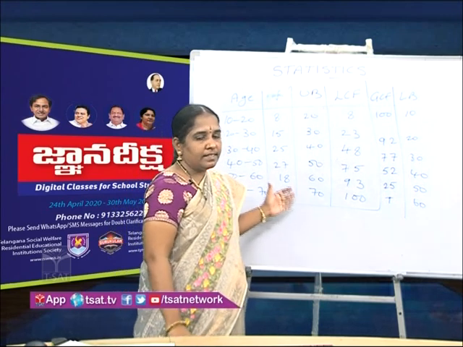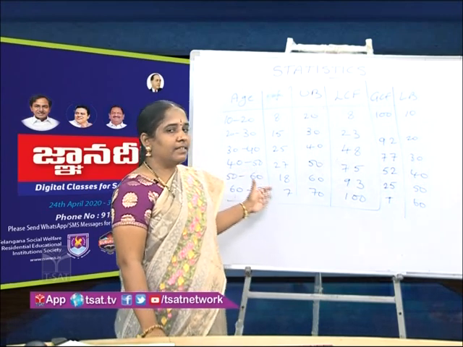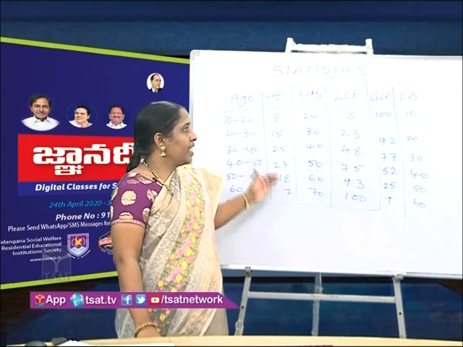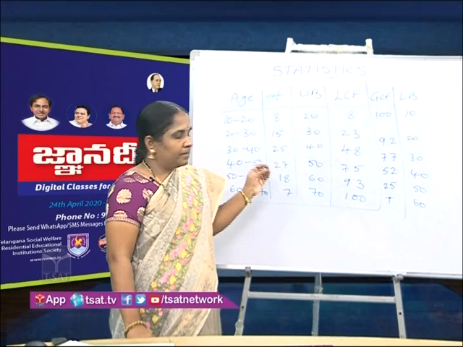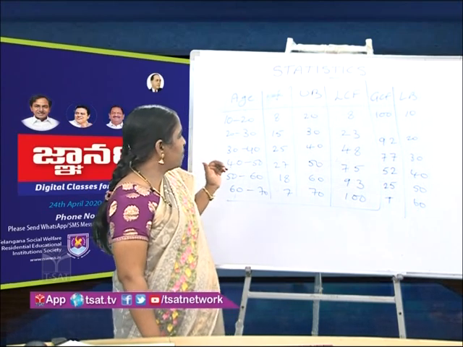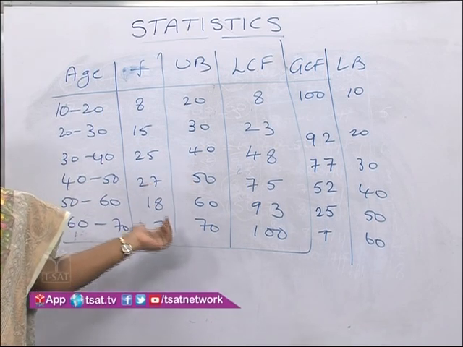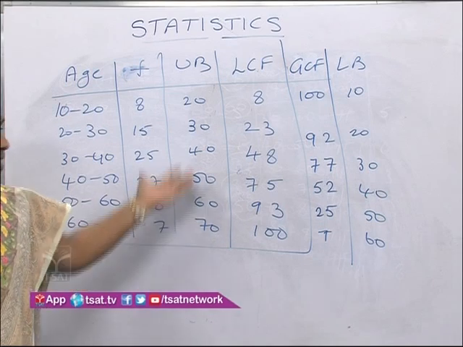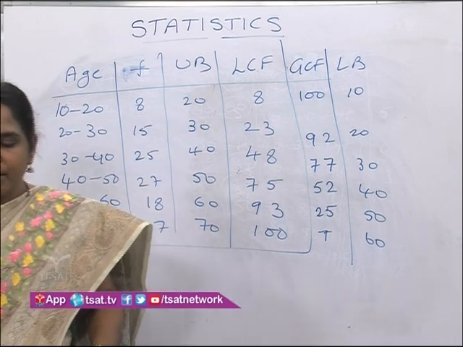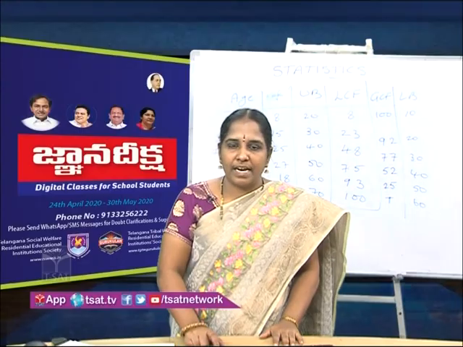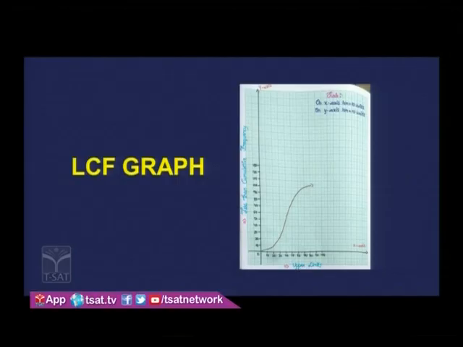These are called less than cumulative frequency distribution or the greater than cumulative frequency distribution. Now let us see here, if I have to find how many people of more than or less than a particular age are joined in that hospital, we can easily tell from this data. Now this data can be represented in the form of graphs. Less than cumulative, you can look at this graph here. LCF, by taking upper boundaries on x-axis and less than cumulative frequency on y-axis, if you mark all the values, we get a curve.